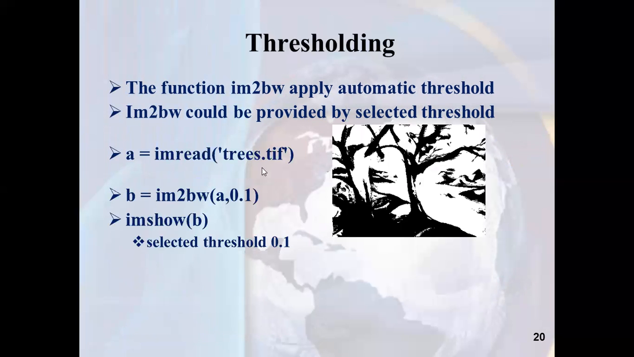Okay, this is an example. This is an image called trees.tif. Its values are intensities by percentage, meaning the values are between 0 and 1. It's another type of image, not a grayscale image. The original image's values are between zero and one. 0 represents black, 1 represents white.